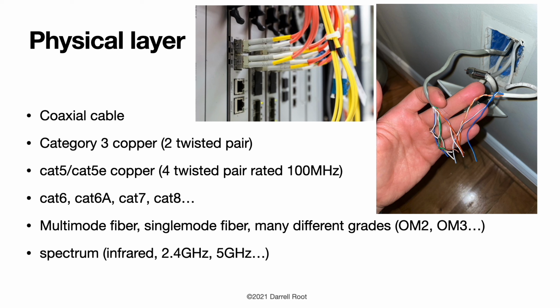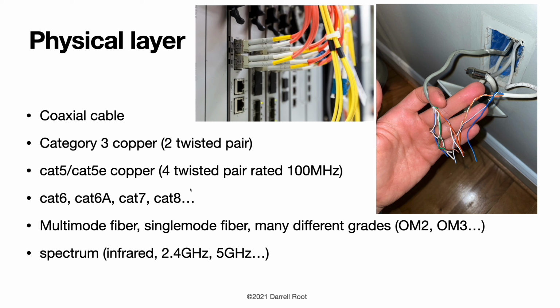And that's good for 10 megabit Ethernet. We have Cat5 and Cat5e copper, which is 4 twisted pair, rated at 100 megahertz. Cat5e is good for gigabit. Cat5 is good for 100 megabit, although often people end up running gigabit on Cat5. And that is 4 twisted pairs. If you look close enough here, you'll see that there are 8 wires, so there's 4 sets of twisted pairs here.